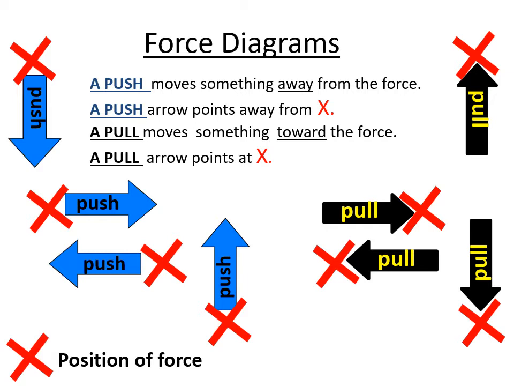So again, what's the difference? A push moves something away from the force. So if you look at the X, remember the red X stands for the position of force. So a push arrow points away from the X. A pull moves something toward the force. A pull arrow points at X, as you can see from the different examples.